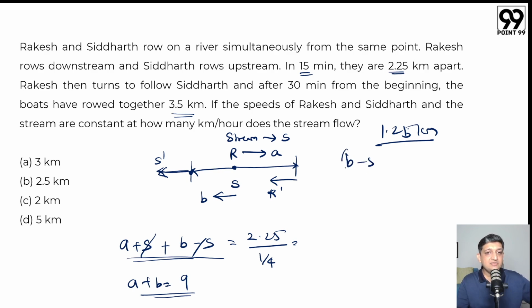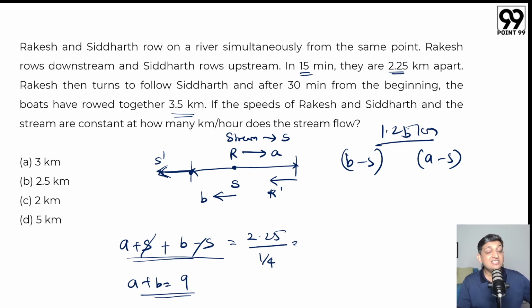So B minus S is the speed of Siddharth. What about Rakesh? The speed of Rakesh is going to be again against the stream, so it is going to be A minus S. So this is what we are going to get in this particular context. Now you have to understand one thing, both of them are traveling in the same direction now. So if both of them are traveling in the same direction, then we are basically looking at the difference between the speeds, but we are looking at the amount of distance covered together, right? So 1.25 kilometers has been covered together, which basically means that B minus S would have been in motion for some amount of time, A minus S would have been in motion for some amount of time, and together they would have covered 1.25 kilometers.